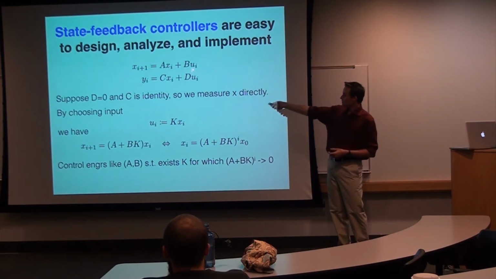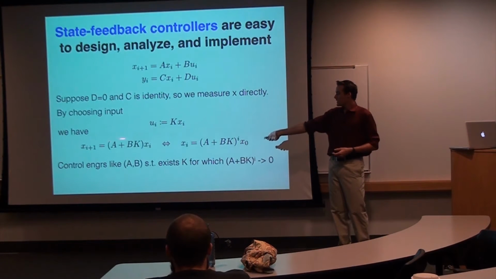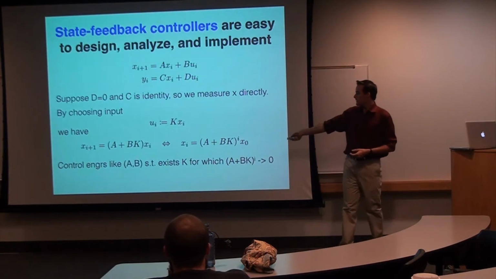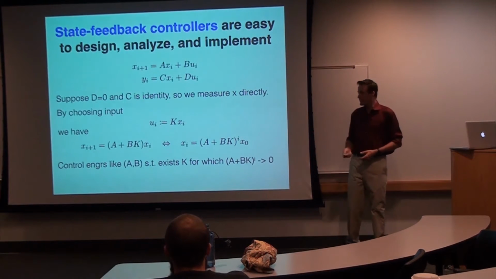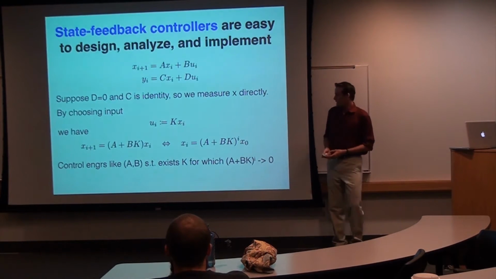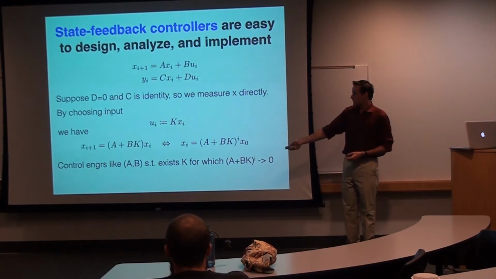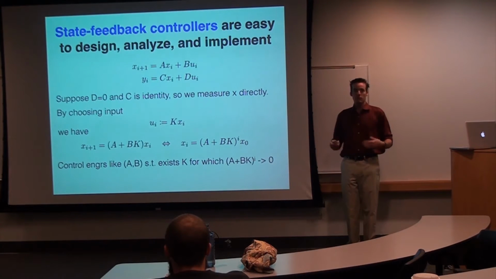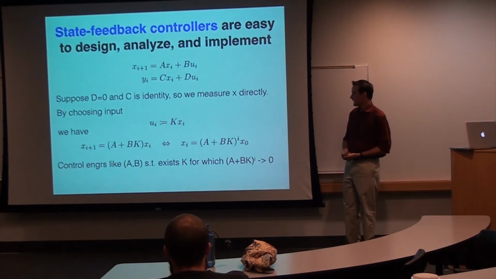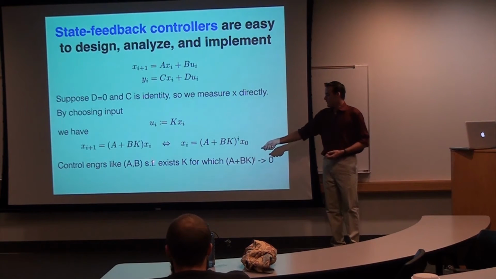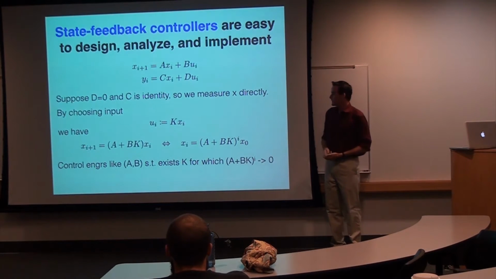If you plug this control law in, then the entire system will just evolve like some matrix to some power. And we as control engineers really like A-B pairs such that there exists a K so that you can make this matrix go to 0 in a timely fashion. There's a whole lot of nice theory around what are called controllable pairs.